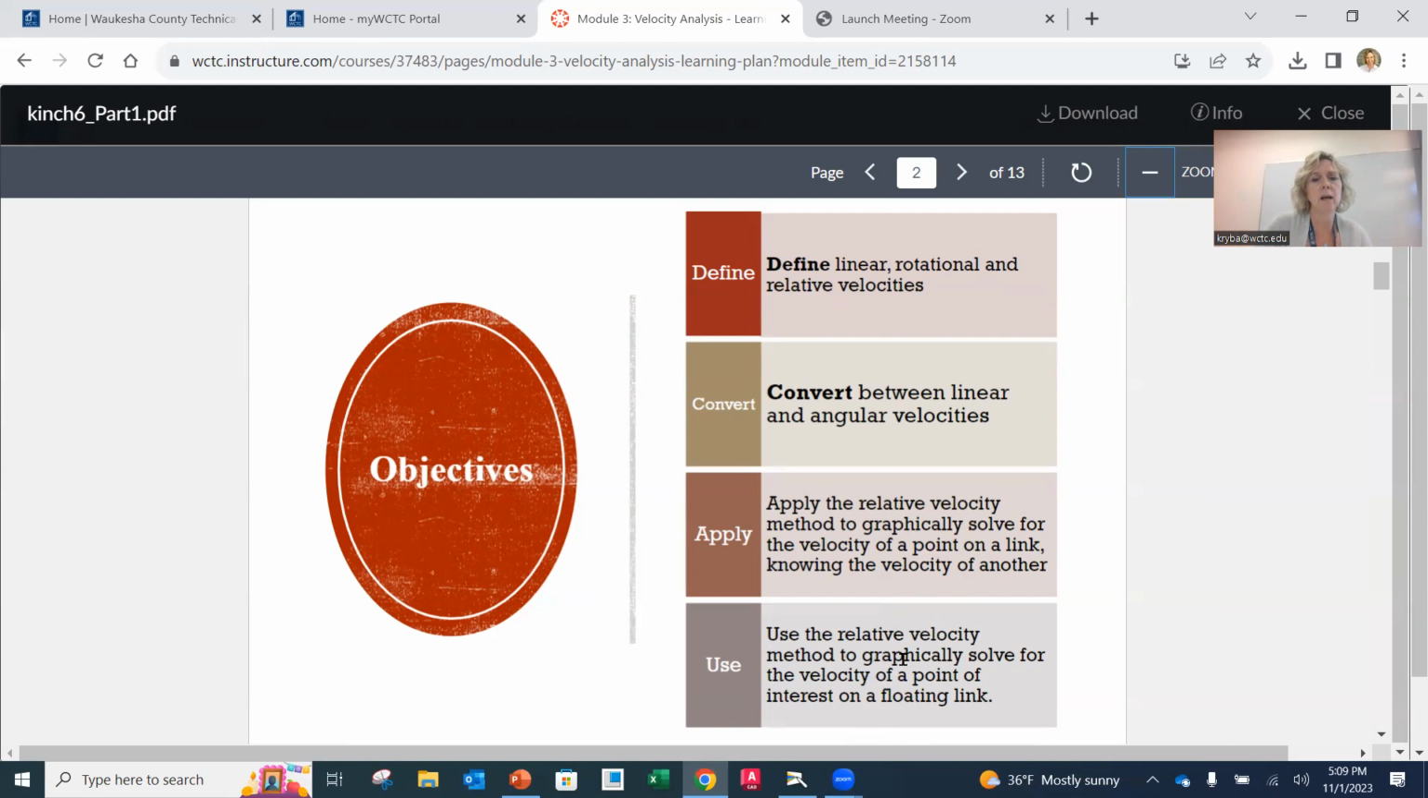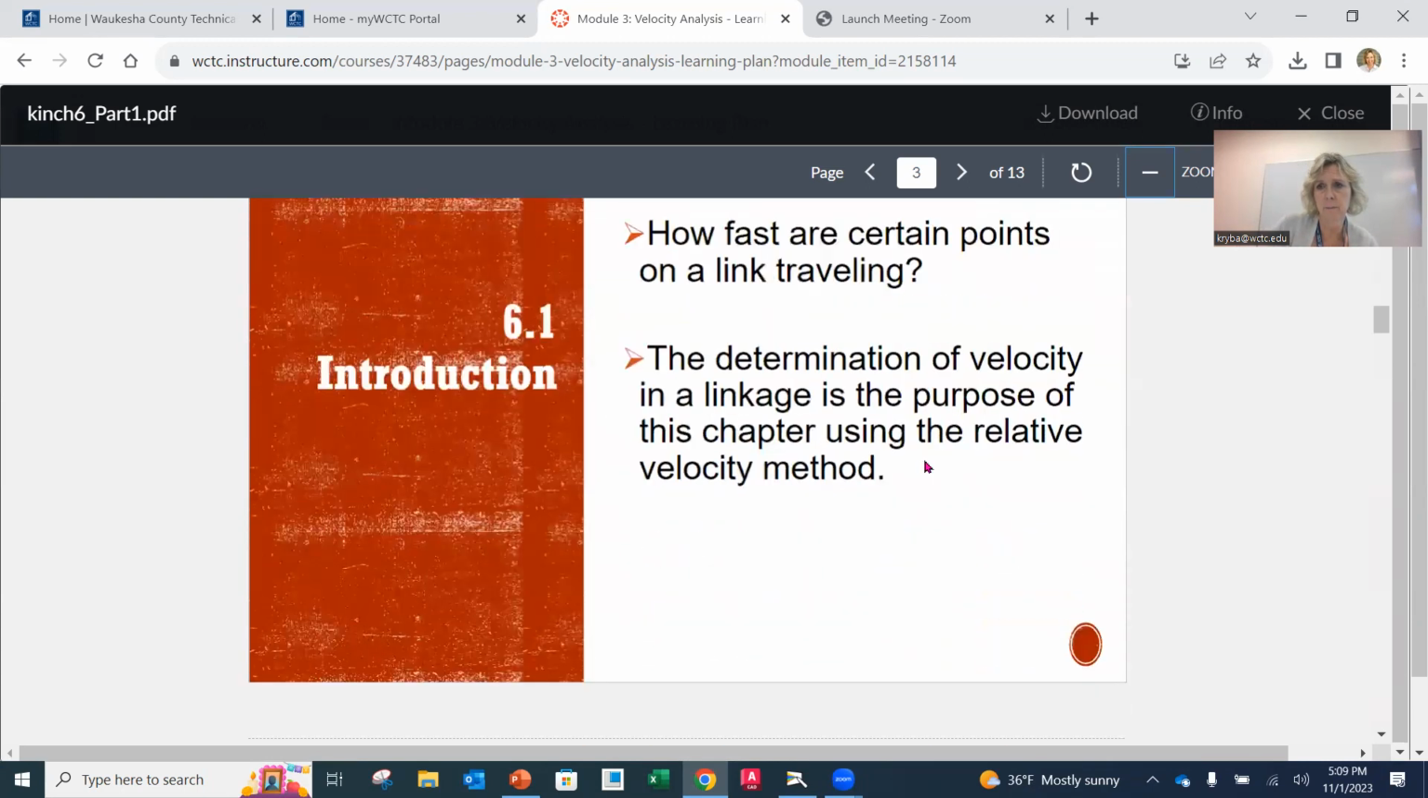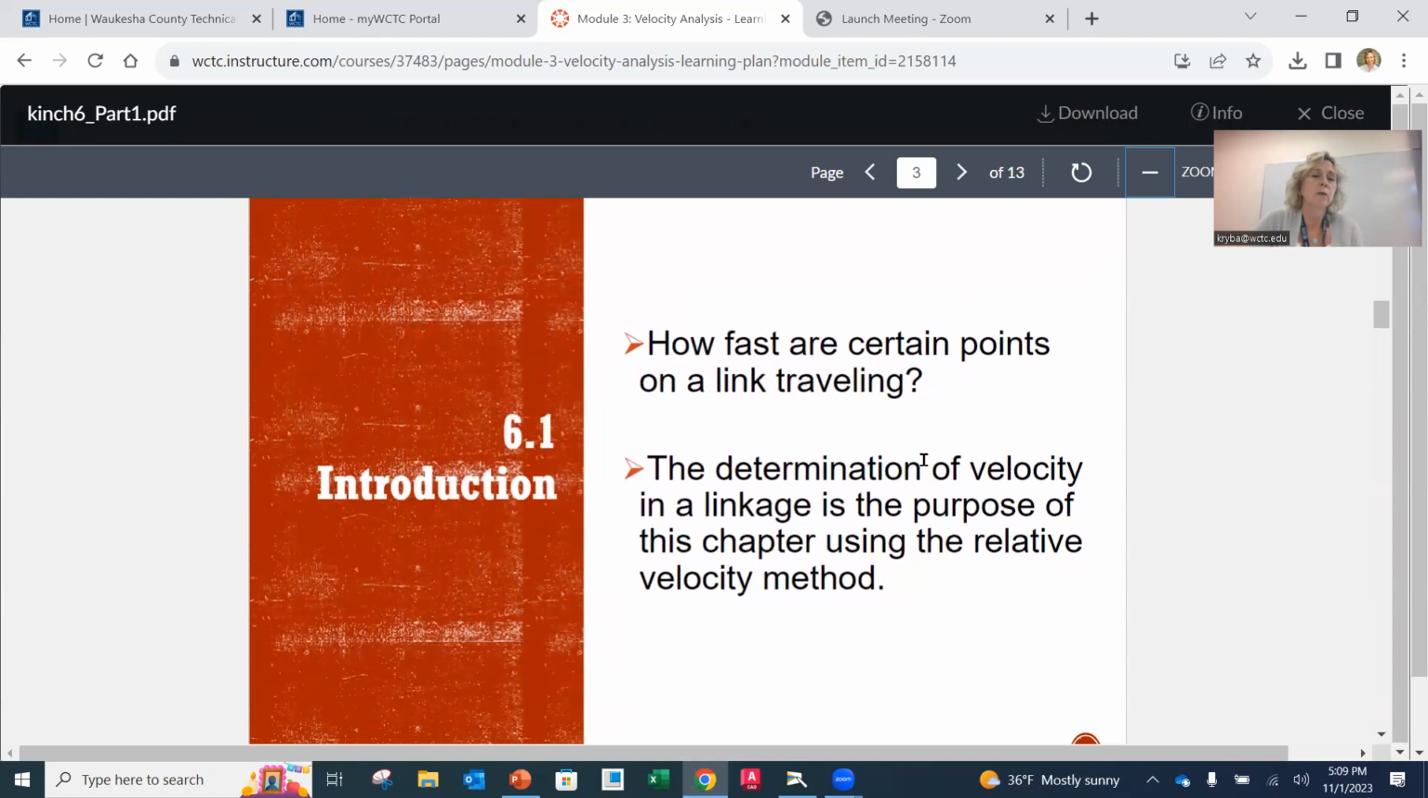Then we're going to be using that relative velocity method to also graphically solve for velocities that are points of interest or on floating links. Okay, so we'll be kind of learning about that as well. So first of all, in this chapter, our biggest objective here is to determine how fast certain points are moving on a linkage. Okay, and as we move around linkages, just by the nature of the 4-bar mechanisms we are looking at, most often at that driver level, like at the driver on our 4-bar mechanism, we're probably going to know most about that.